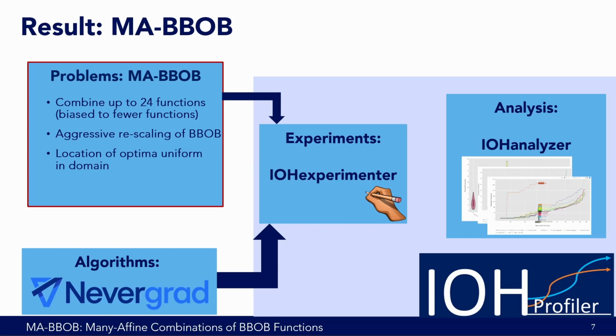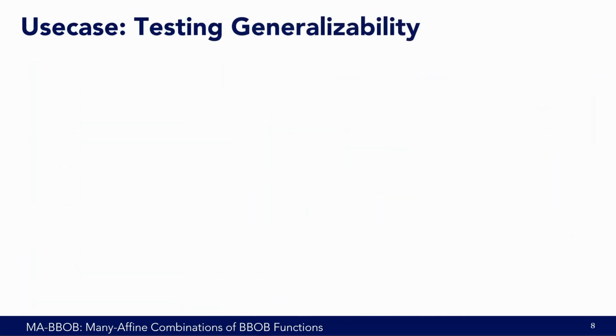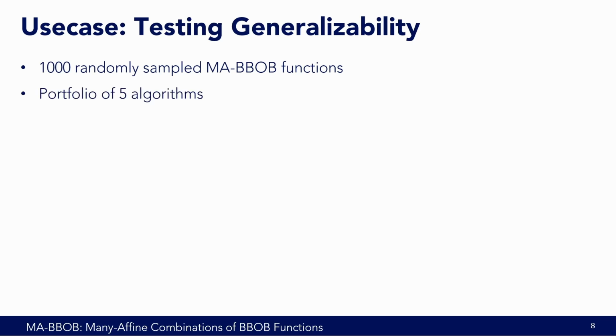And in particular, what we wanted to look at is how we can test automated machine learning methods. So that's our basic use case. We wanted to see if this can help us test things like generalizability of algorithm selection. So a very basic setup we take is we just take 1,000 randomly sampled MA-BBOB functions, a portfolio of 5 different numerical optimization algorithms, and we do some initial testing.